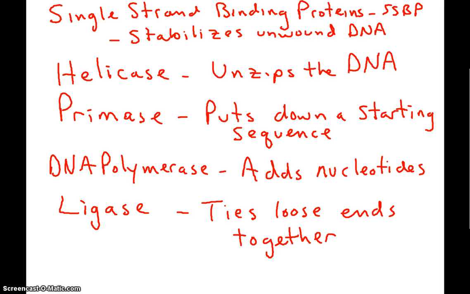The DNA polymerase then comes in and adds nucleotides. It does the majority of the work in terms of elongating the complementary sequences. And then finally, ligase comes in and it ties the loose ends together. It kind of links the sugar phosphate backbone together on the lagging strand.